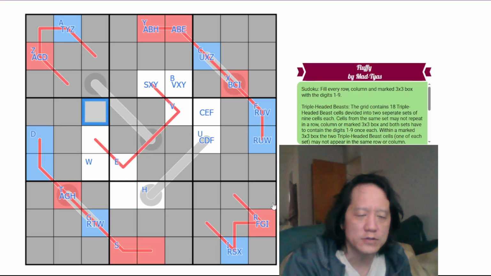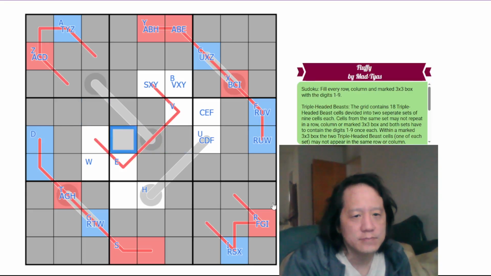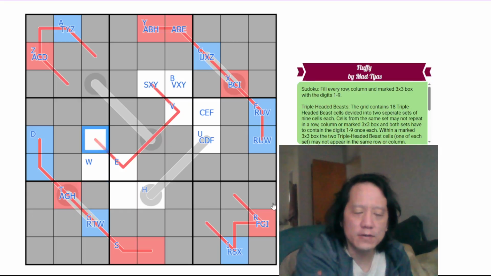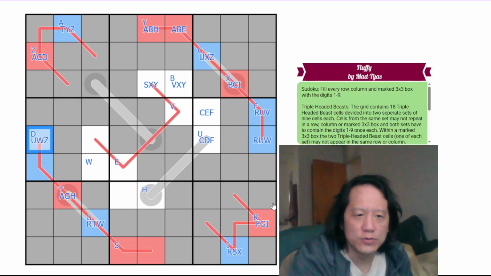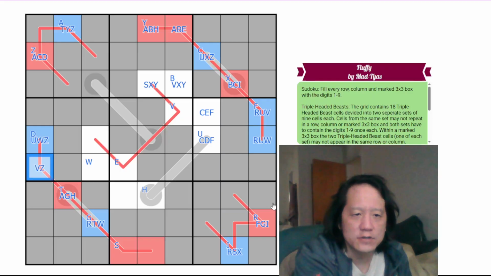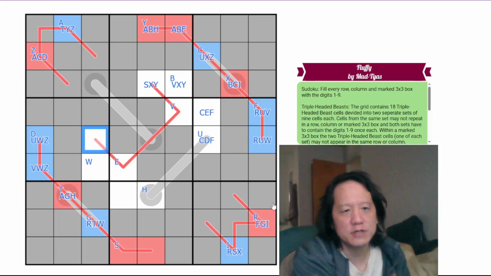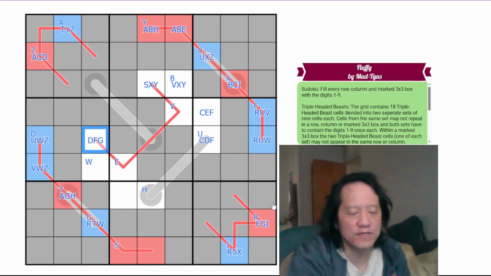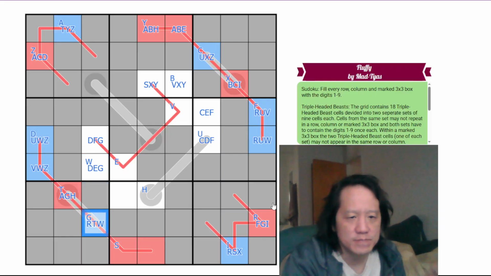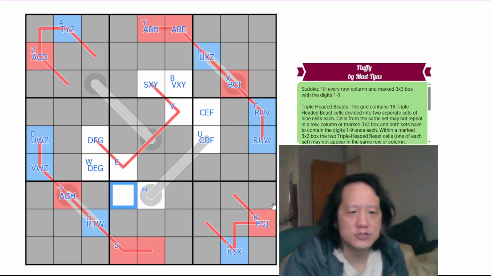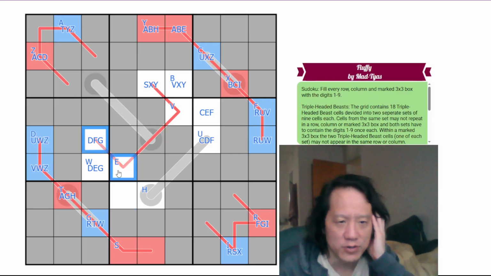W here. Okay, so what was this? This was D here is W, Z, and U. D here is V, Z, and W. W here was D, G, and F. W here is E, G, and D. H here. So I think it was this part that was interesting.